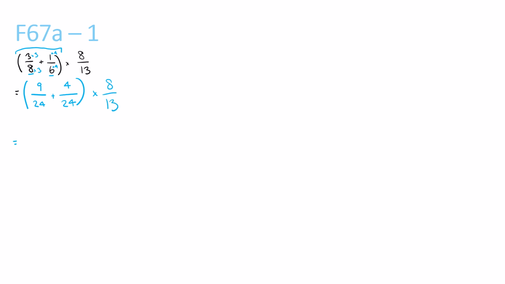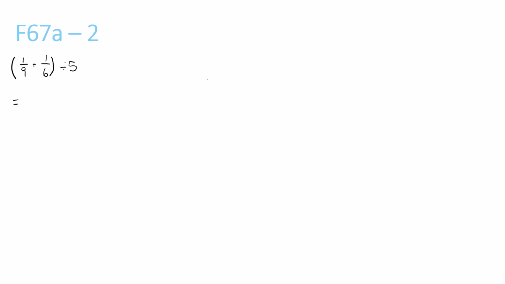Now we want to add what's inside the bracket, so 9 plus 4 is 13 over 24 times 8 over 13. Now we do cross multiplication. 13 goes into 13 once, 13 goes into 13 once. Now 8 goes into 8 once, and 8 goes into 24 3 times. So we get 1 times 1, which is 1 over 3 times 1, which is 3. So we get 1/3.